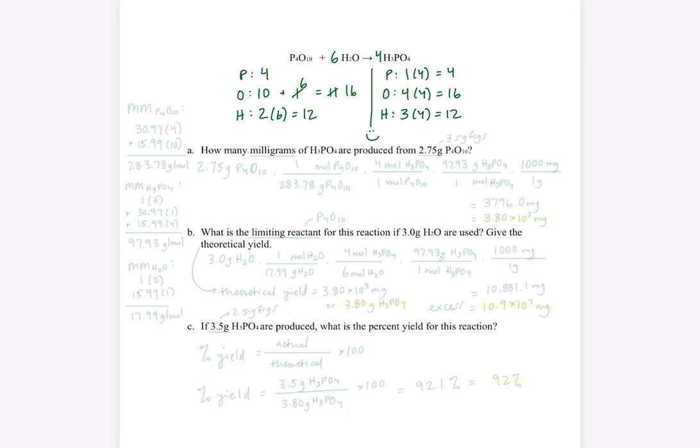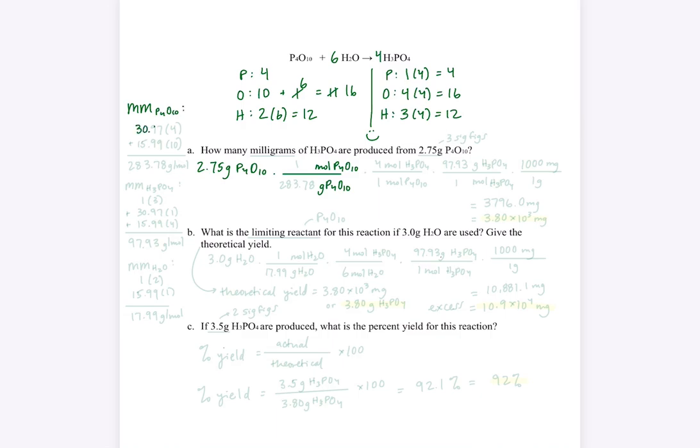So now let's move on to our stoichiometry calculation. We're starting with 2.75 grams of P4O10. We now need to convert from grams of P4O10 to moles of P4O10. And we can do that using the calculation for molar mass using the periodic table data. So we have the molar mass of P4O10.